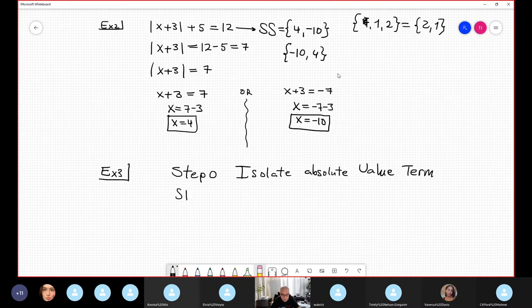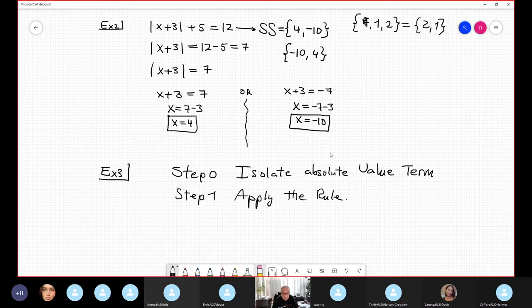Now, step one: apply that rule. The rule is easy. Remove the bar of the absolute value and you split in two equations, one positive, one negative, on the right-hand side.